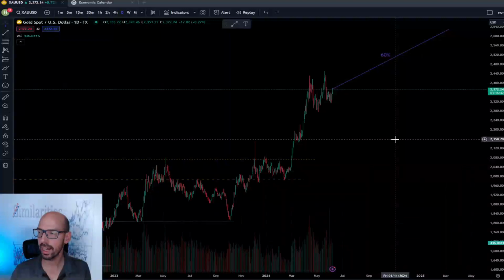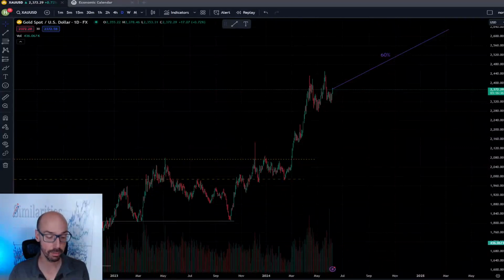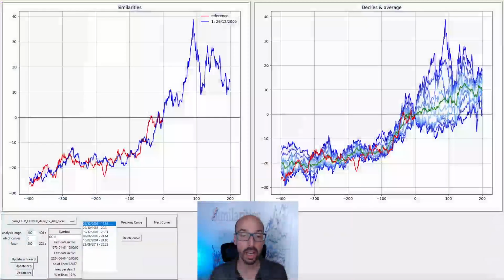Okay, on gold, I have a 10% indication for the next 200 days. That's what says my similarities analysis. This method takes the last period as a reference and looks in the past to find some similar patterns to have some indication on the future. These similar patterns are displayed here in this window.